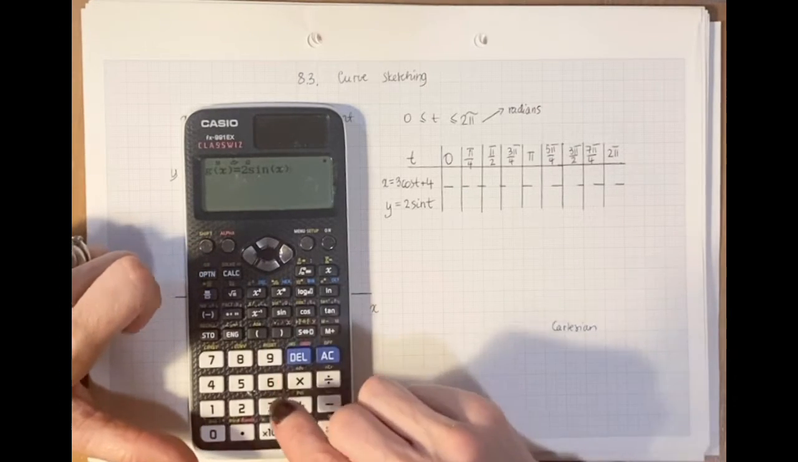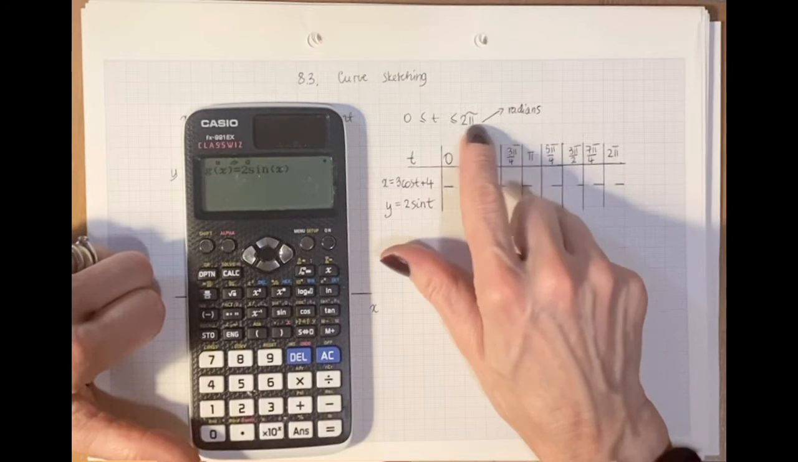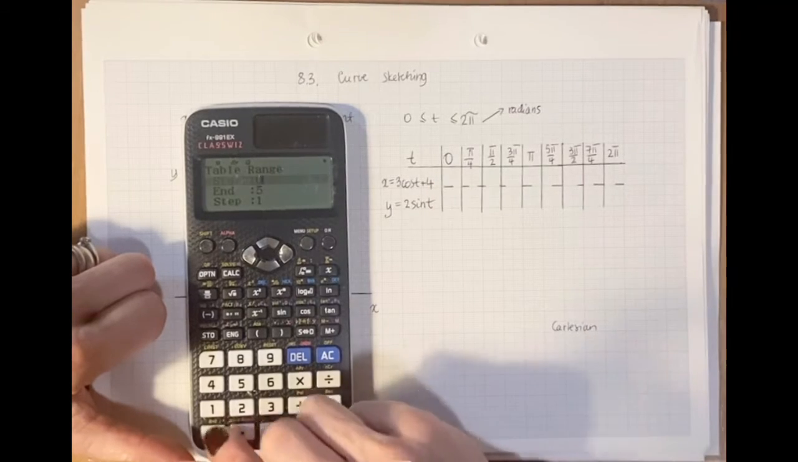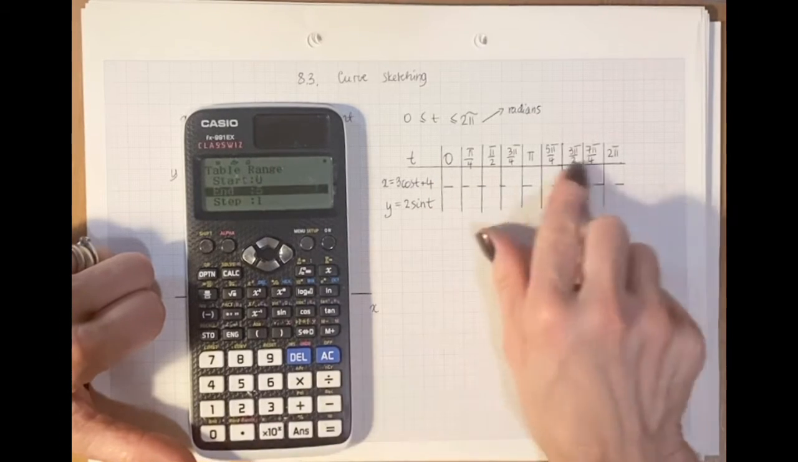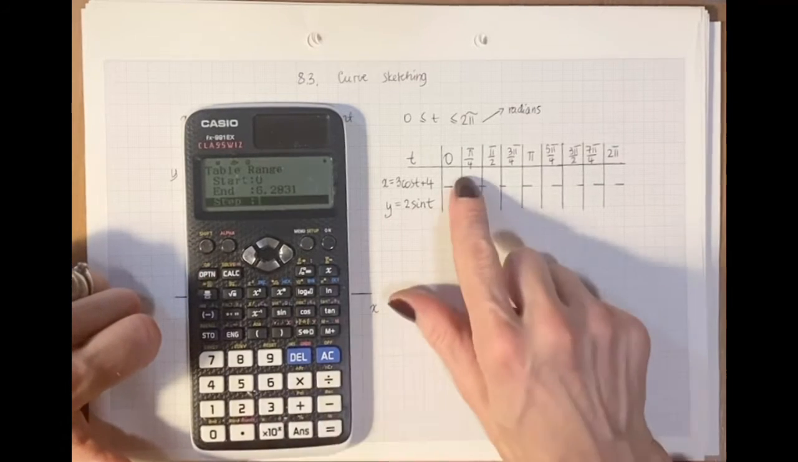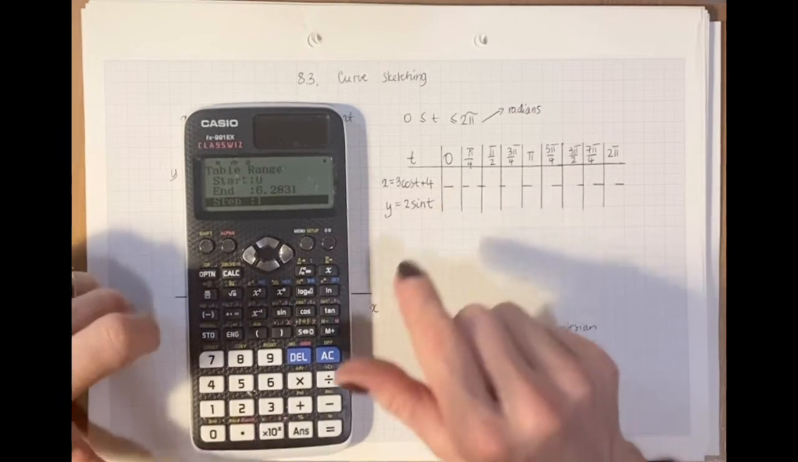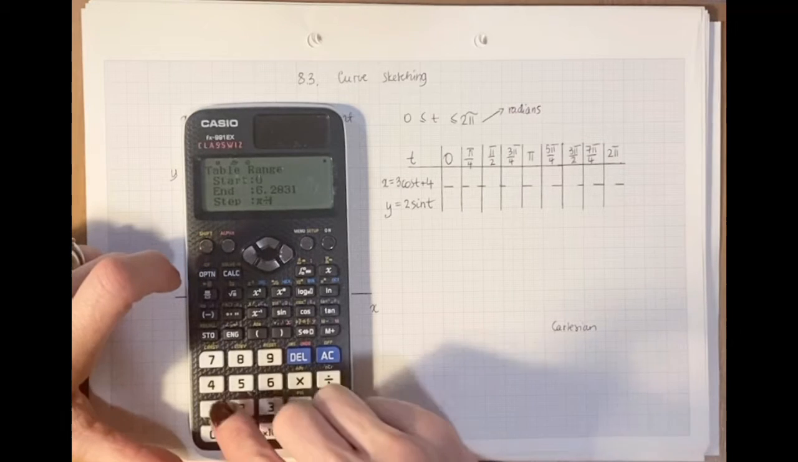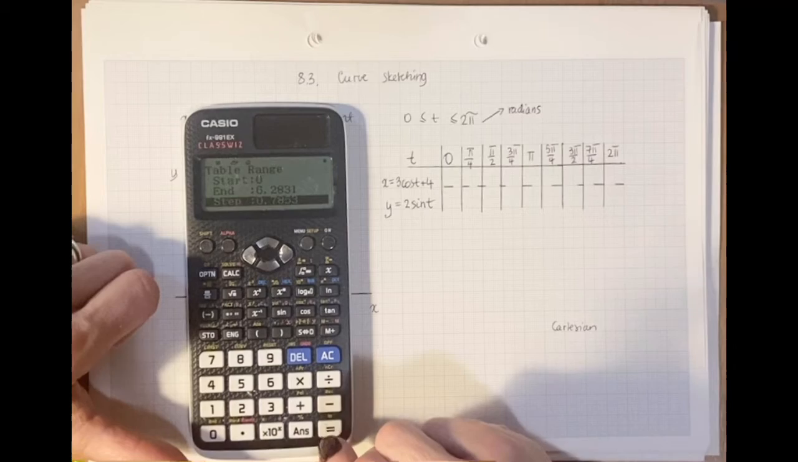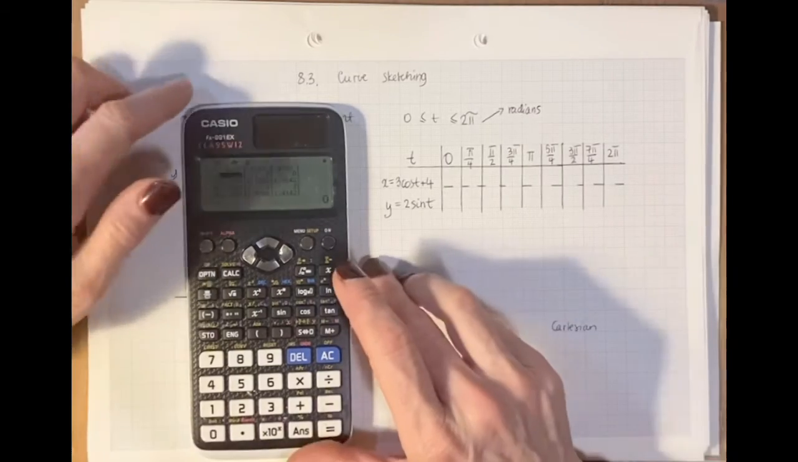Now you need to make sure that you are working in radians, because 2 pi suggests this is a question with radians. We're going to start from 0 and end at 2 pi. So just put 2 pi, there you go. And we're going to go in steps of pi over 4. So put pi divided by 4. That's what pi over 4 is. Equals. And here's our table.